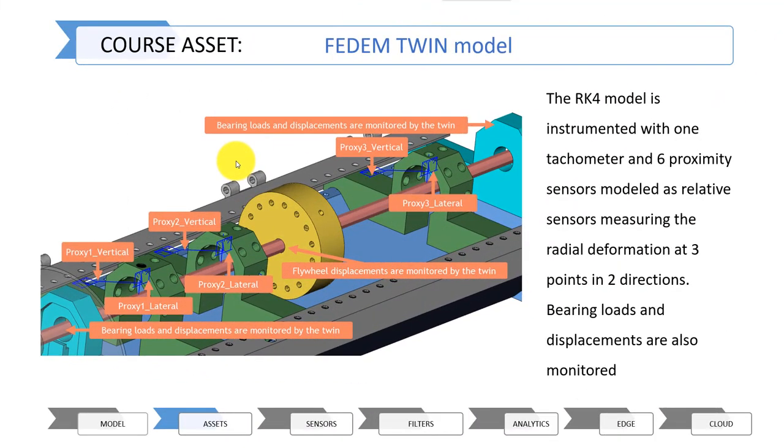The RK4 digital twin model is instrumented with 1 tachometer and 6 proximity sensors, modeled as relative sensors in FEDEM. And these are measuring the radial deformations at 3 points in 2 different directions. And these can be directly compared with the outputs from the physical tests. The bearing loads and also the flywheel displacements are not measured on the physical test rig, but these are measured in the simulation model. So in that way, we can do condition monitoring based on the digital twin instead of the physical test rig.